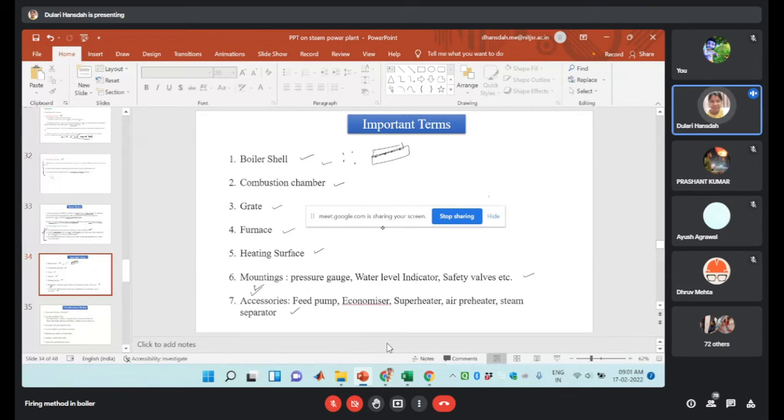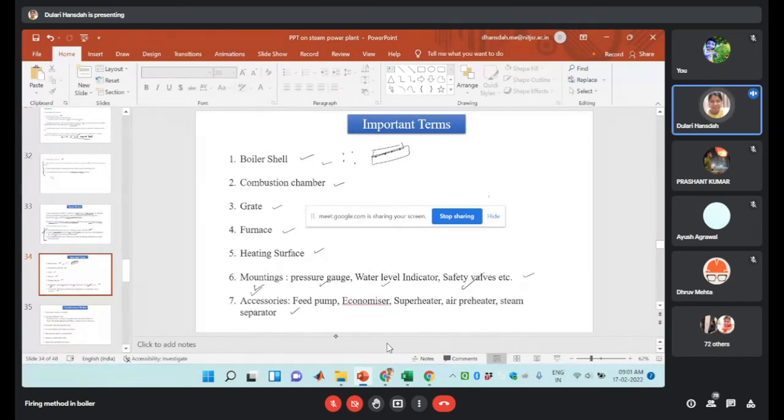So under these mountings, we will have the pressure gauge, which will measure the working pressure of the boiler. If more pressure is generated, then that pressure will be released with the help of the safety valves. We will have the water level indicator to know the level of water inside the boiler. If the level is low, then water will be supplied with the help of the pump from the feed water. So these are the different mountings.